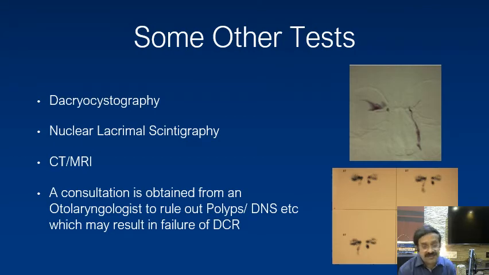Now there are some other tests which they will ask you in the course of crossing, that would be dacryocystography, nuclear lacrimal scintigraphy, and of course CT and MRI in cases where you have a history that the patient had undergone trauma or some nasopharyngeal surgery. Another thing which has to be done in such cases is a consultation from an otolaryngologist, so that he rules out the presence of polyps or a deviated nasal septum. These are relative contraindications for an external DCR, and they also have higher failure rates, so you get a consultation from them also.